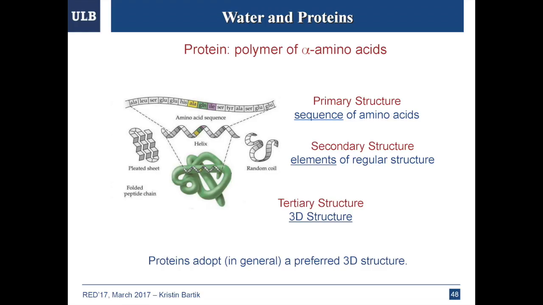Quaternary structure is when we have two, three, or four proteins which form the actual active unit. An example being hemoglobin. There are 4 different subunits in hemoglobin, 4 different polypeptide units, and that's what we're going to call the quaternary structure. Now proteins, whether they're enzymes, receptors, or structural proteins, the ones all living organisms have, they adopt, I did put in general, one preferred 3-dimensional structure.